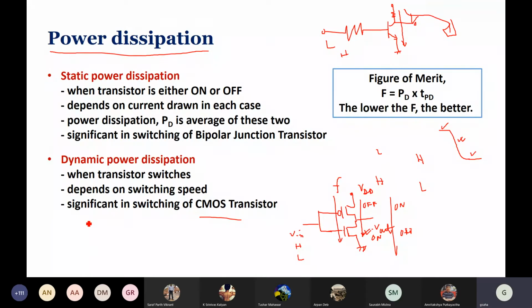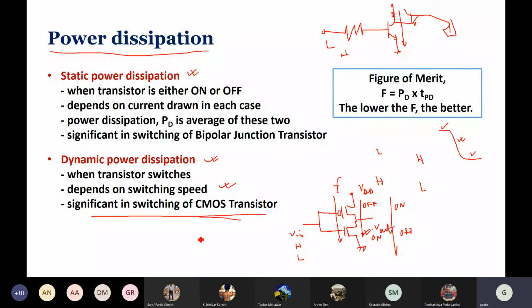Obviously, the more the switching, the more will be that value. It could be there for BJT based cases also, which we shall discuss later, but it is more prominent here for CMOS based devices. Is it clear? Static power dissipation and dynamic power dissipation. Yes. Good.